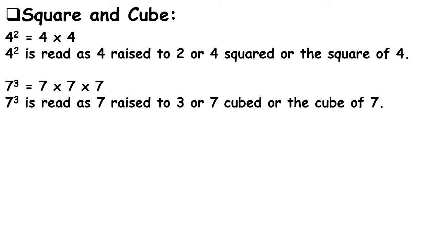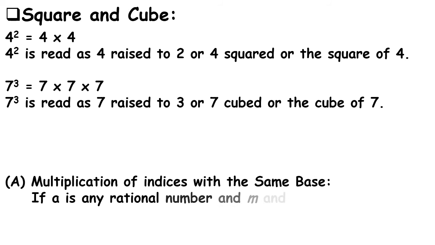7 raised to 3 is written as 7 multiplied by 7 multiplied by 7. 7 raised to 3 is read as 7 raised to 3 or 7 cubed or the cube of 7.